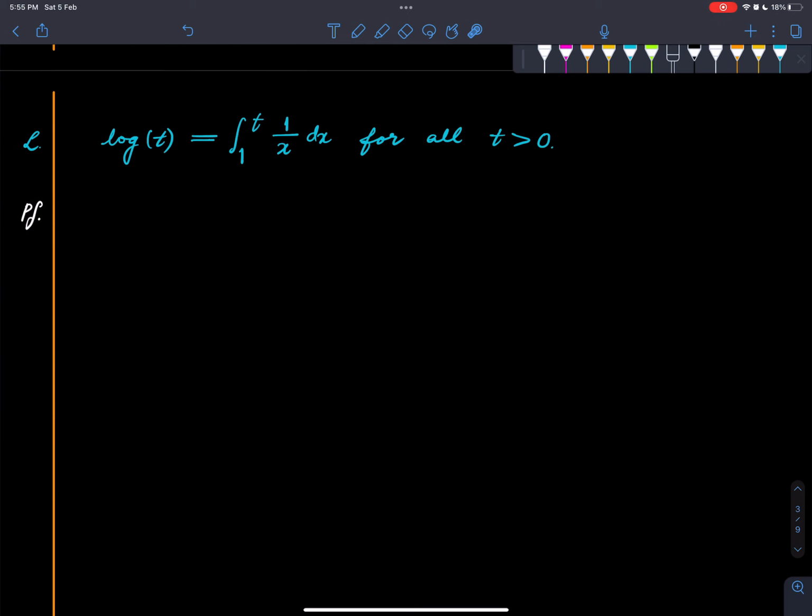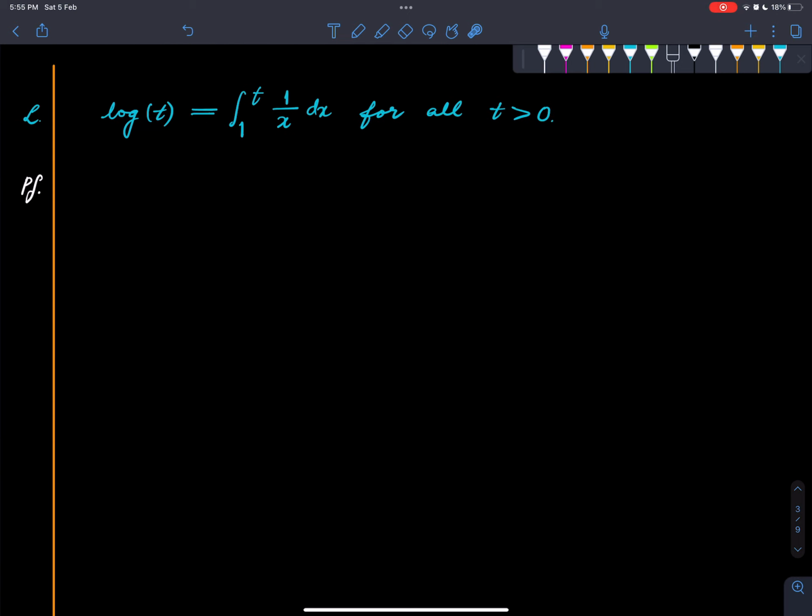Alright, so let's see one more small fact which is a consequence of the above. We want to show that log t is this integral. So define a function from positive reals to reals as f of t equals the integral from 1 to t of 1 upon x dx.